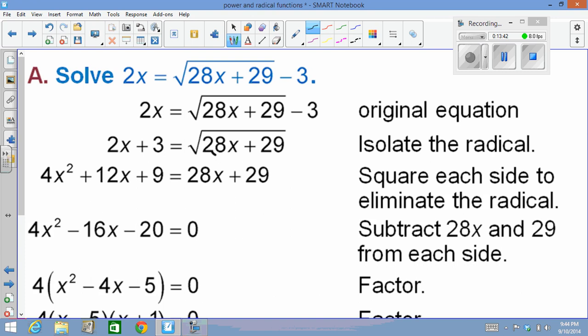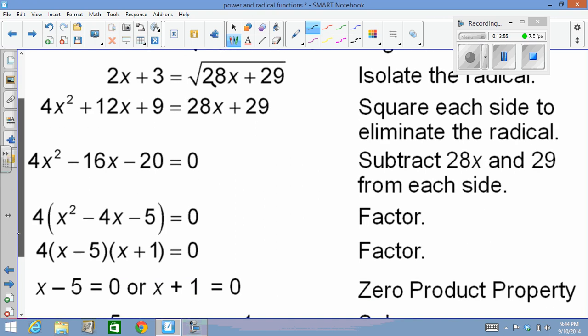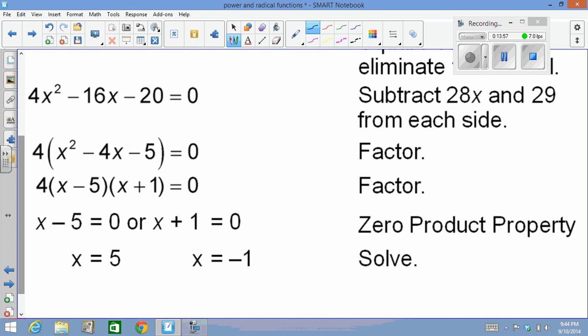When I square both sides, remember I'm taking 2x plus 3 times 2x plus 3 and FOILing that. So that gives me 4x squared plus 12x plus 9. Then I would set the equation equal to 0. Once I set it equal to 0, I would take out the greatest common factor and then factor the trinomial of x squared minus 4x minus 5. And then I would solve those little parentheses to get x equals 5 and x equals -1.